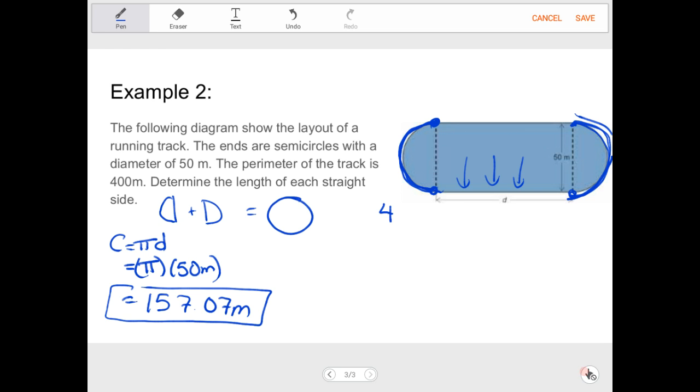So now, let's look at what we have. The entire track is 400 meters. If we take off the contribution of these two semicircles, that will tell us what we're left over with. So I'm going to go 400 take away 157.07. That is 242.93 meters. That's what we have left.